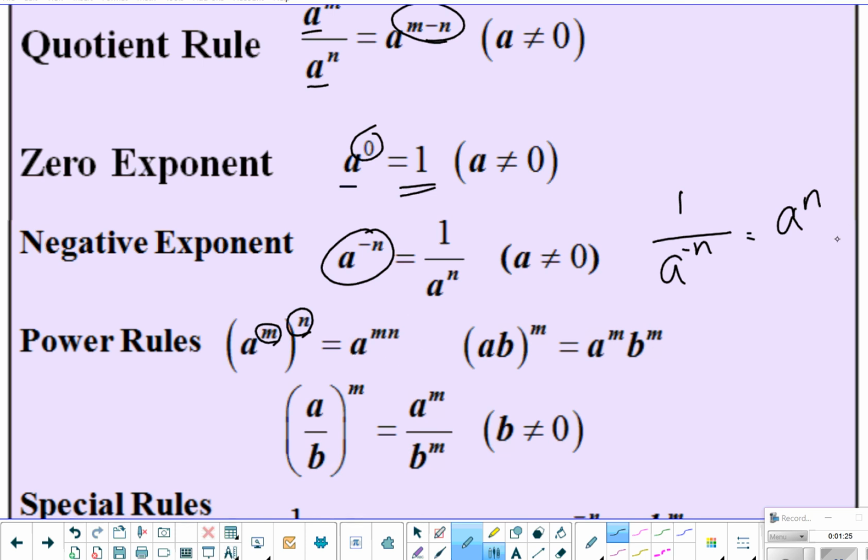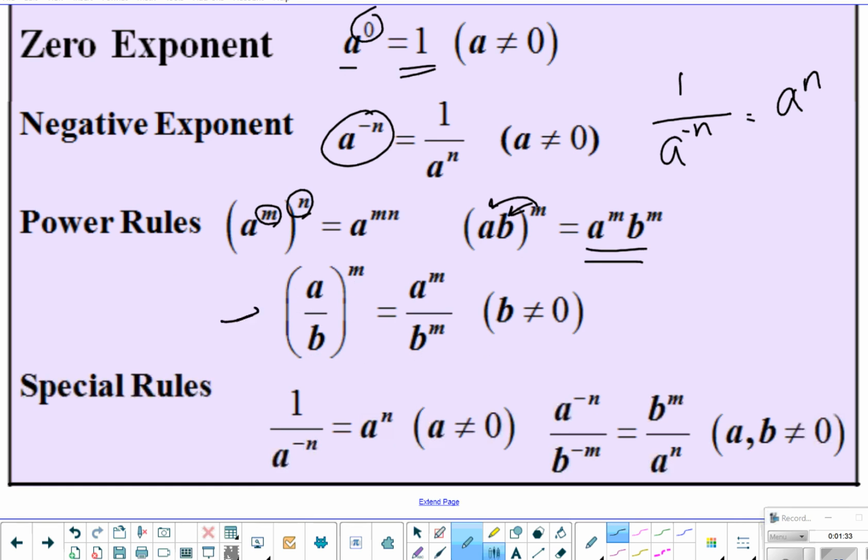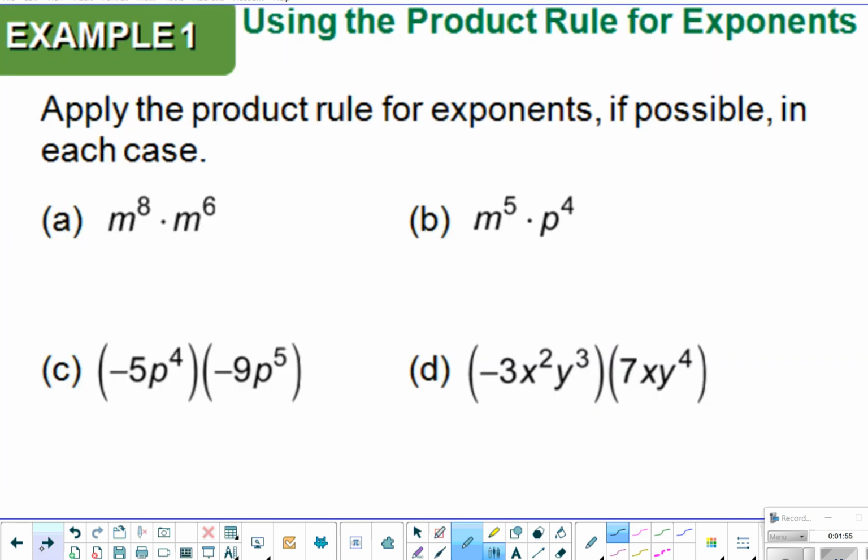And it also can distribute back. That's what this is indicating, that rule. And then if I had a quotient like this, we could distribute the m to the top and the bottom, giving us a result of a to the m over b to the m. And, we talked about this one. If I had a negative in the denominator for an exponent, I would move it to the top, and so forth. So that's just a quick review on exponents.